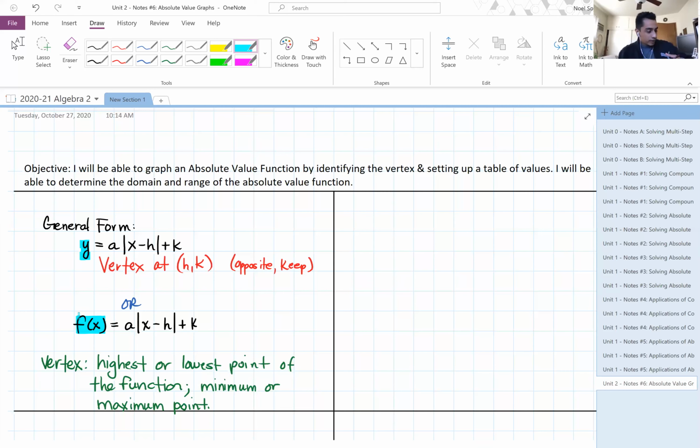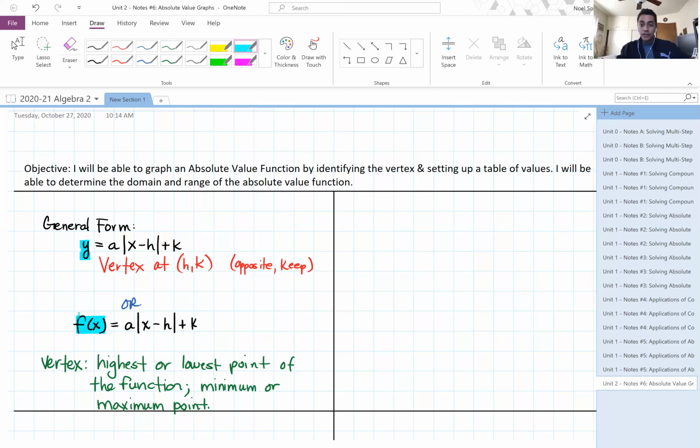Now, the other thing is, because we're going to graph them by hand today, is to identify the most important part of the graph, which is the vertex. And I put the definition there for us, that the vertex is either the highest or the lowest point of the function. Remember that it's a V shape, so in one direction, it'll move forever, depending on which way it's pointing. So the vertex only exists in one place. It's either the highest or the lowest.